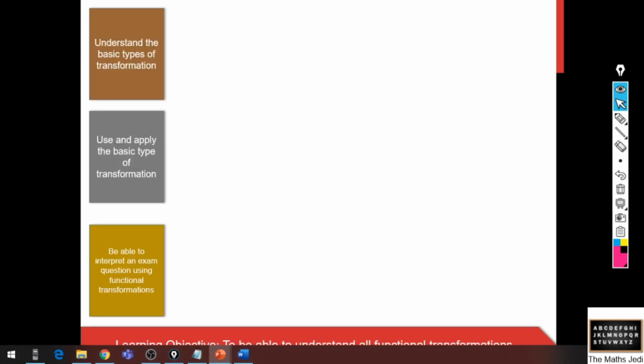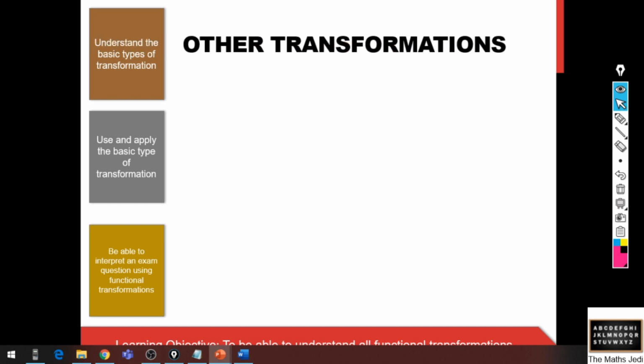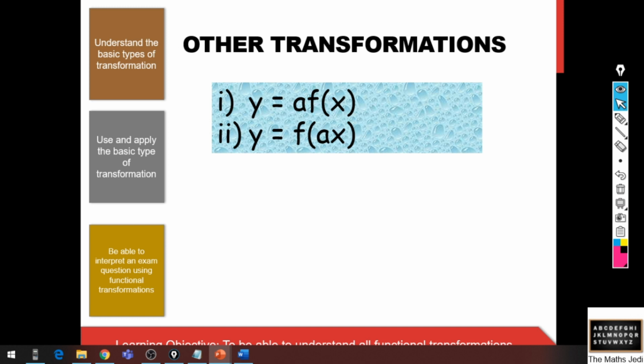Now, what about those transformations that you didn't do at GCSE and are important for A-level? Well, there are 2 of them, and they're these 2. They are called stretch transformations, numbers in front of functions of x, or numbers inside of the brackets in front of the x. So a f of x and the function of ax. Again, we'll look at what these do by looking at what they do to familiar curves.